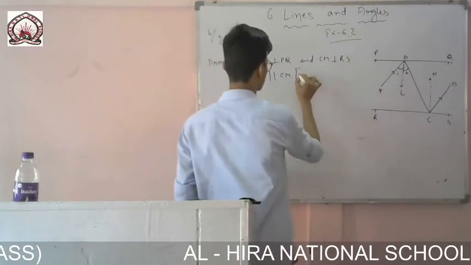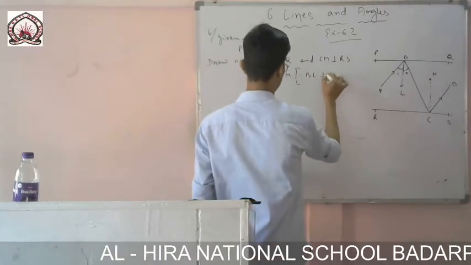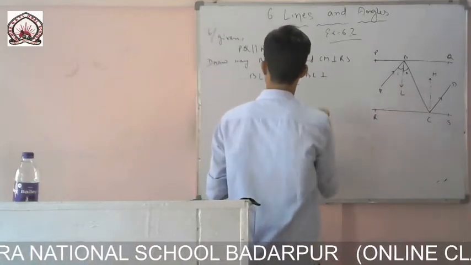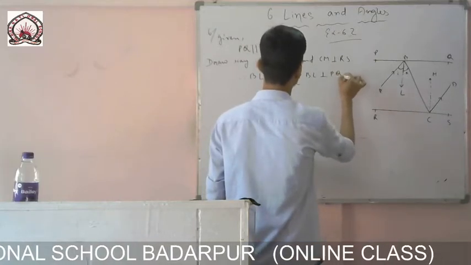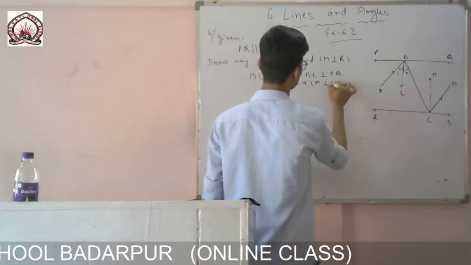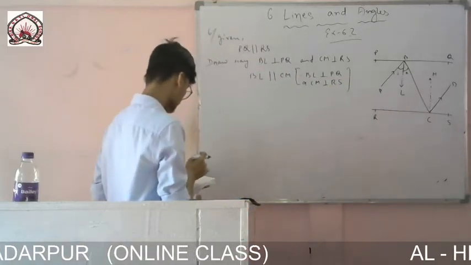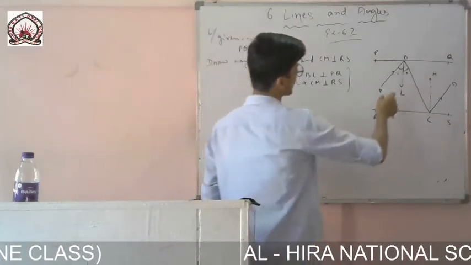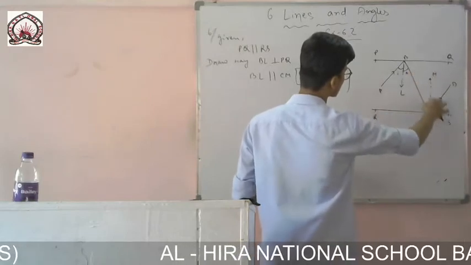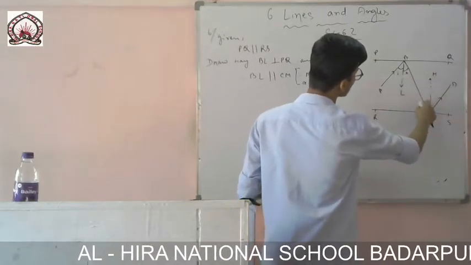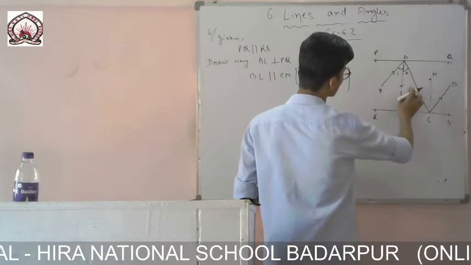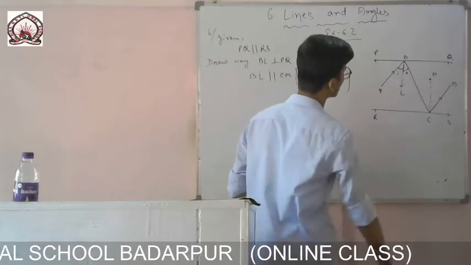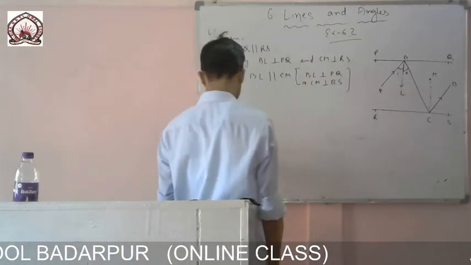And the reason you write: since BL is perpendicular to PQ and CM is perpendicular to RS, this is by construction. So these two lines are parallel. Now if I take BL and CM as two parallel lines and BC as the transversal, then this angle and this angle will be alternate angles. That means angle LBC and angle BCM are alternate angles, so these two angles will be equal.